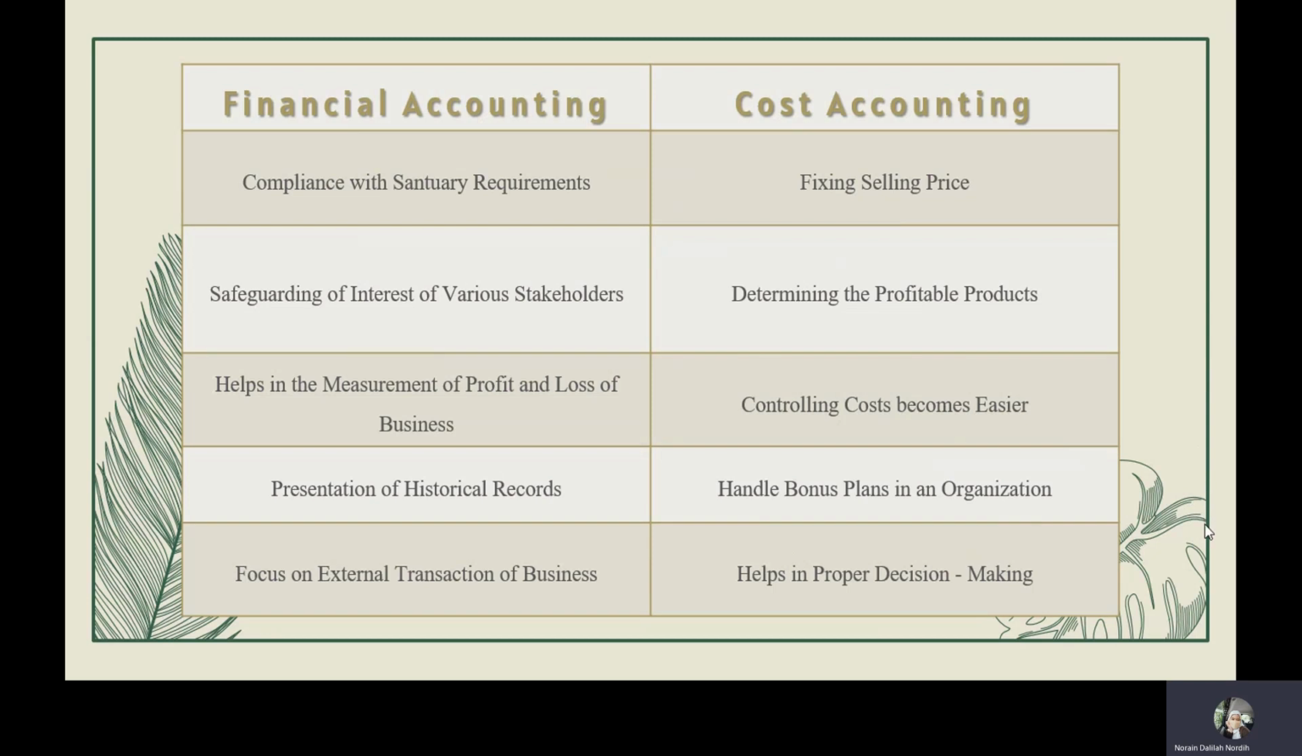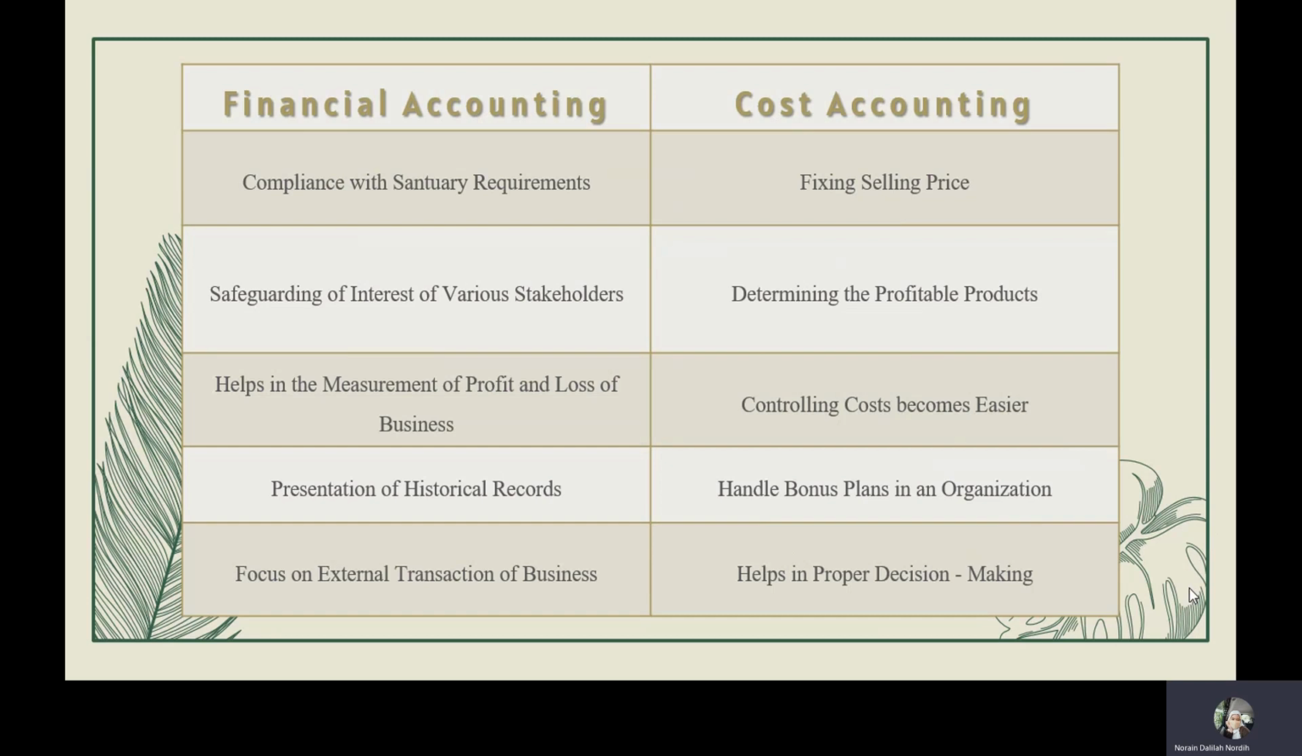Okay, so we will move to cost accounting. First, fixing the selling price. This is because cost accounting allows managers to understand the cost of each product. Second, determining the profitable products. By determining the profitable products, it helps an organization to understand which products are profitable. Third, controlling costs becomes easier. This can control the overall costs as per the outcomes of cost accounting.